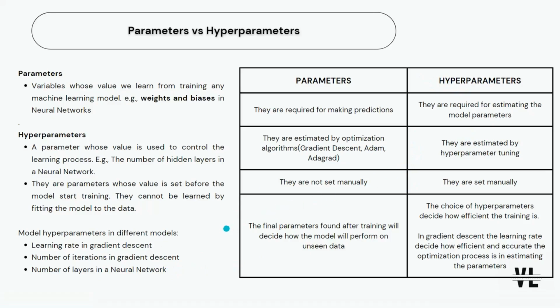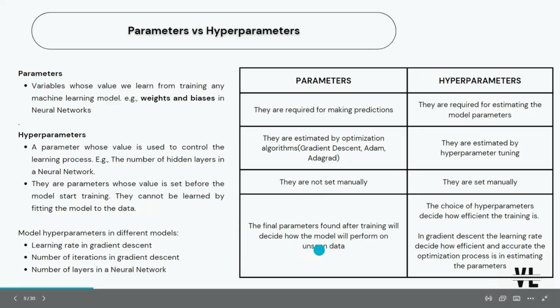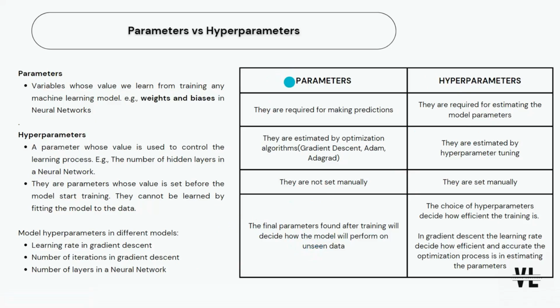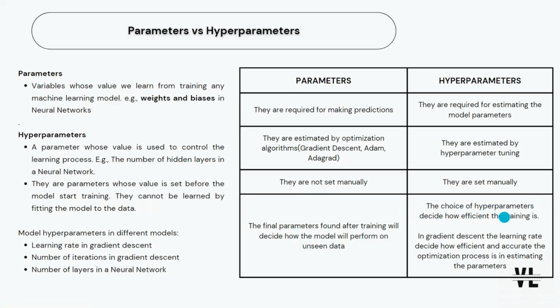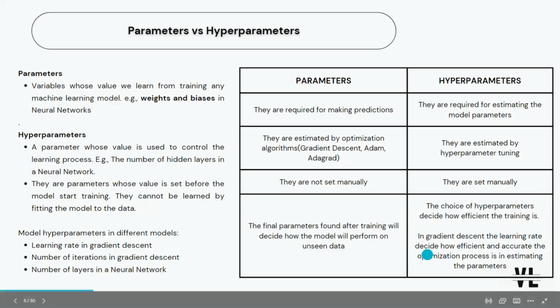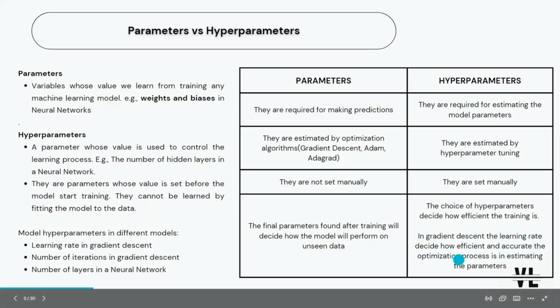The final parameters found after training will decide how the model will perform on unseen data. So once these parameters have been adjusted and we find the correct set of parameters, then we can use these parameters to make predictions on unseen data. The choice of hyperparameters decides how efficient the training is. In gradient descent, the learning rate decides how efficient and accurate the optimization process is in estimating the parameters.